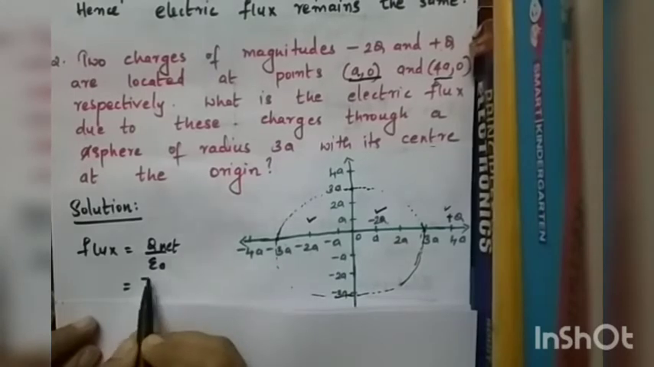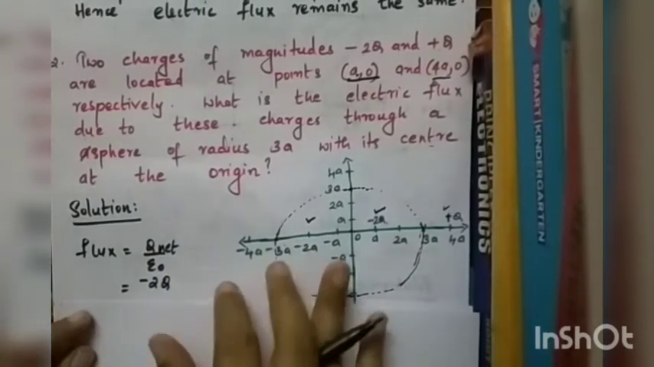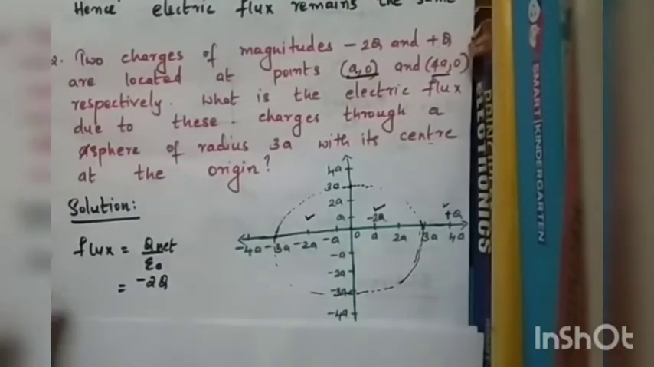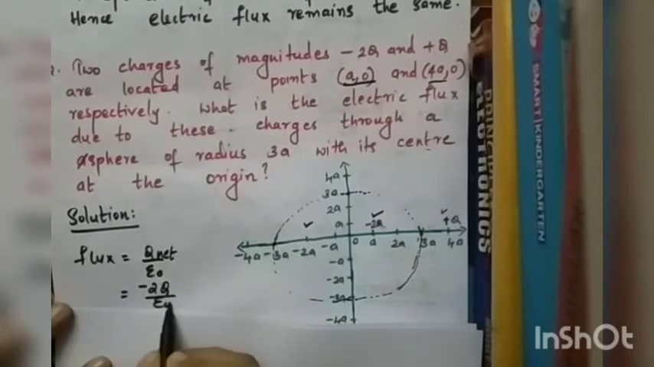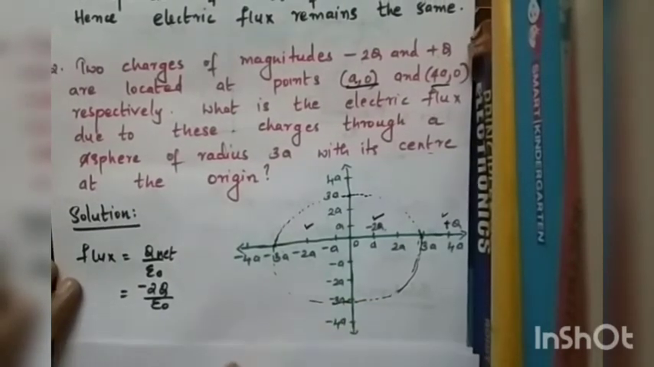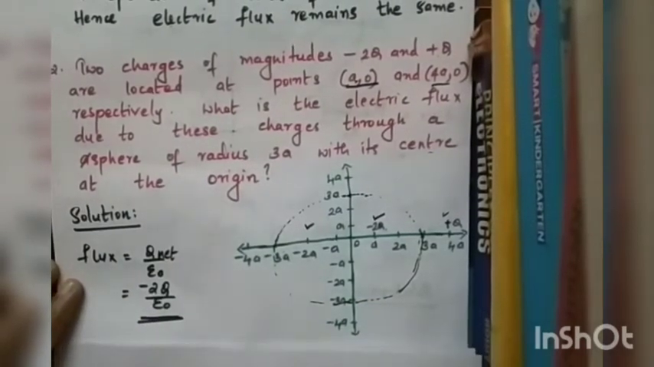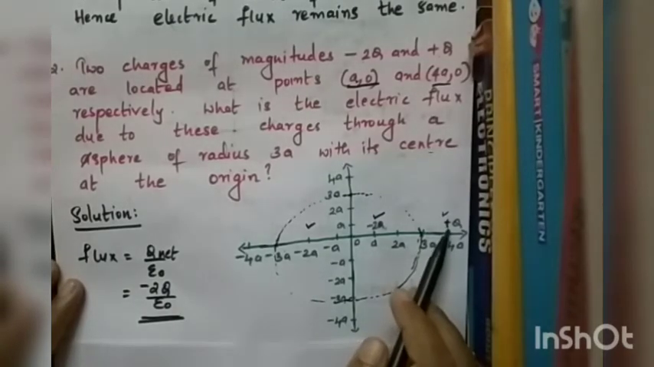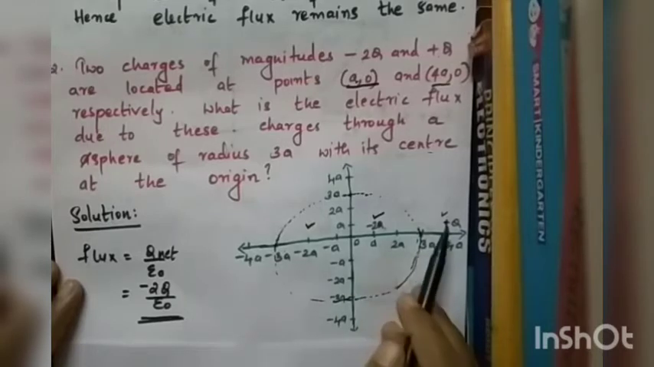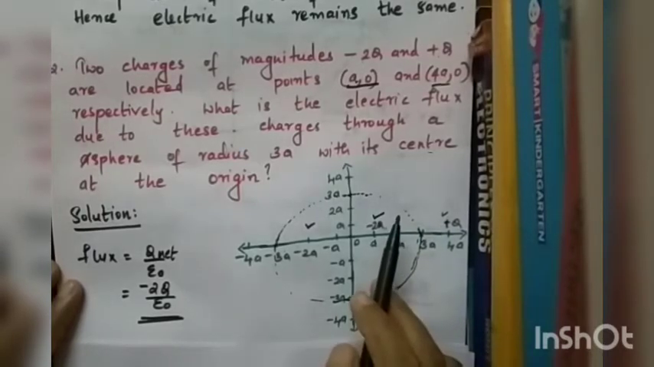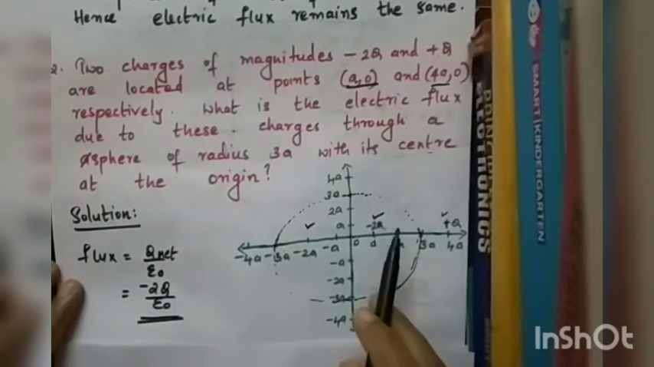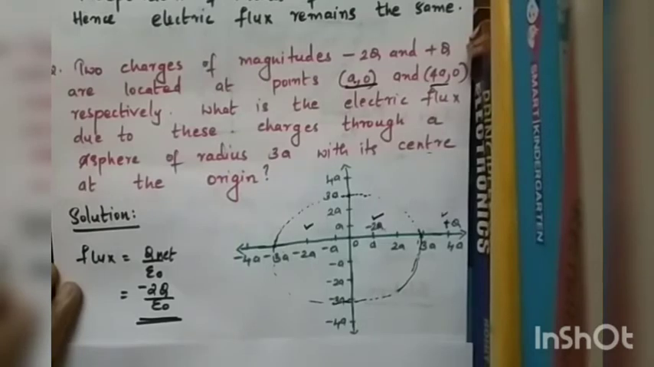So what is the net charge enclosed by the Gaussian surface? Minus 2Q, divided by epsilon naught. Okay, so this is the electric flux. No need to consider this plus Q charge. Why? Because this plus Q charge is lying outside the sphere. And in order to find out this electric flux, we need to consider only those charges lying inside the sphere or closed surface.